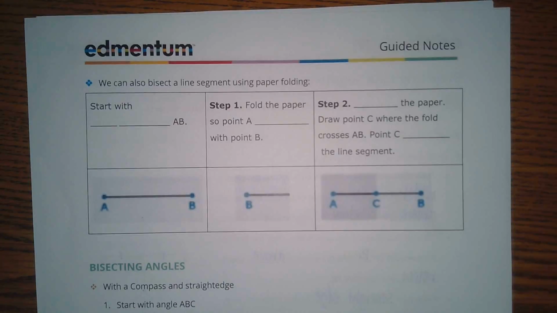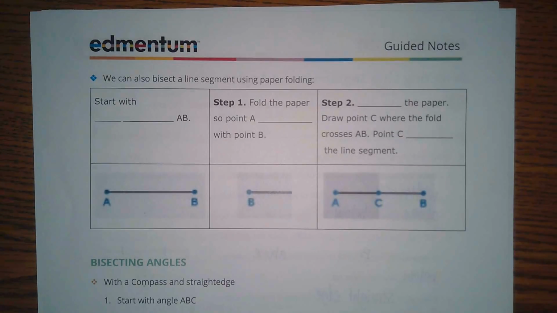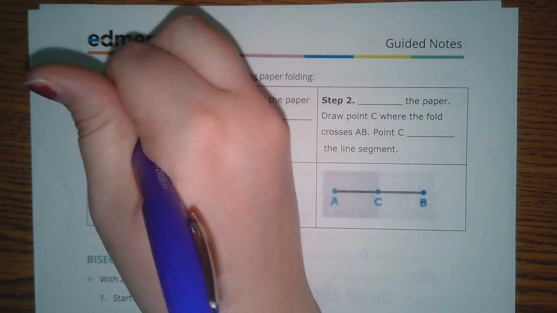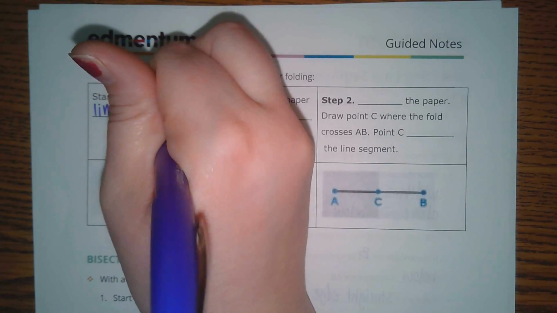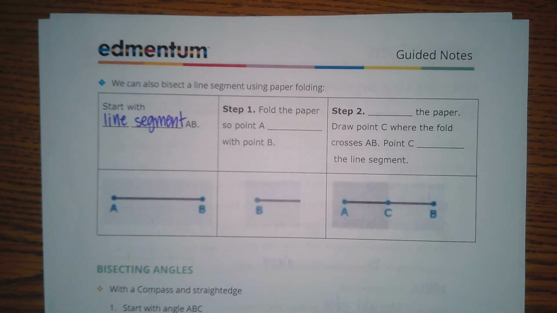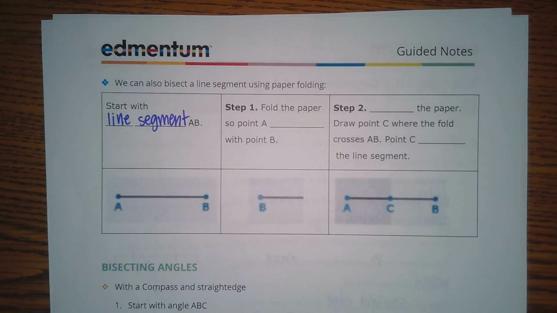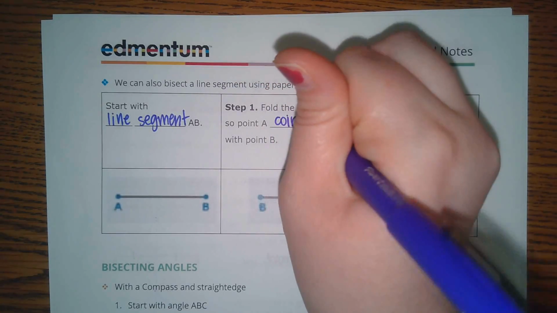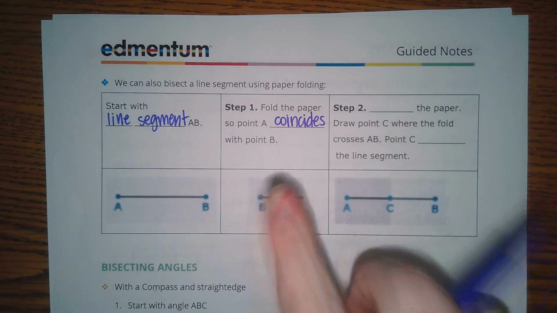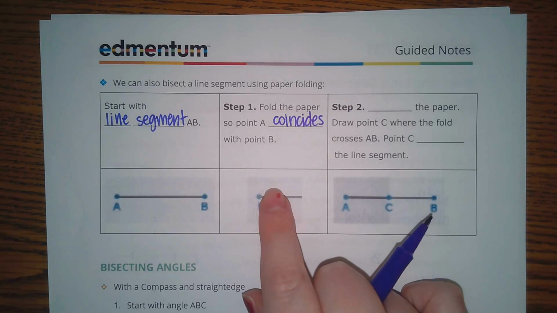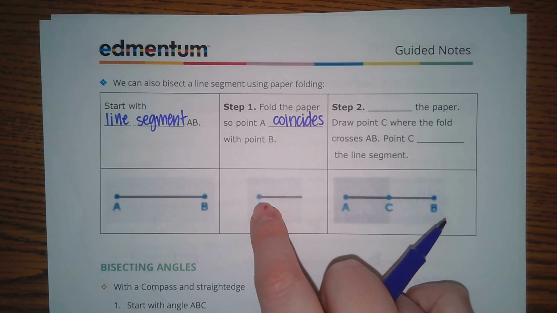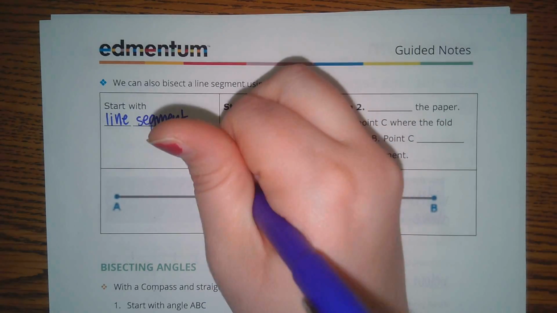Another way that we can bisect a line is we can fold some paper. So we're going to start with a line segment AB. Our first step is that we're going to fold the paper so that point A coincides with point B, meaning that I want them stacked on top of each other. So we can't see A right now because I folded it in half, and point B is exactly on top of point A. So it coincides, matches up.